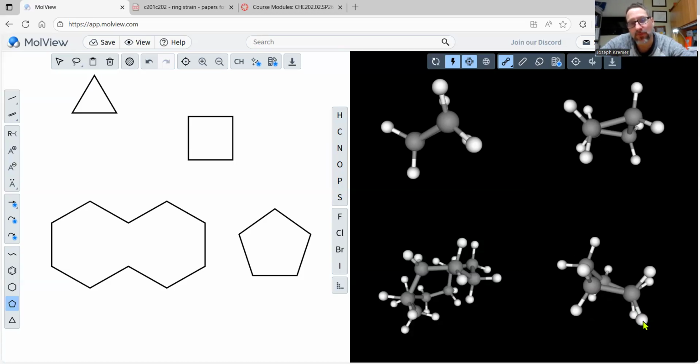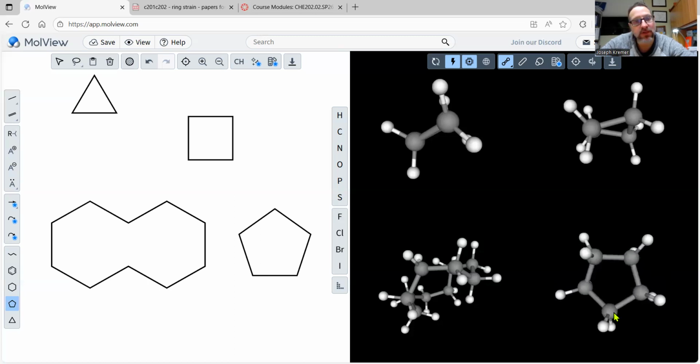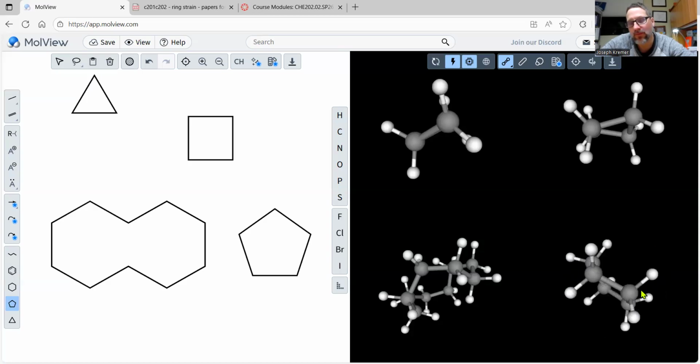So that's why cyclopentane is the second most stable ring size. Not much strain. The angles are getting better, closer to 109 degrees, right? And there's no torsion.